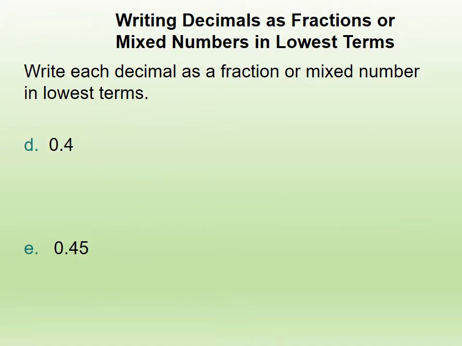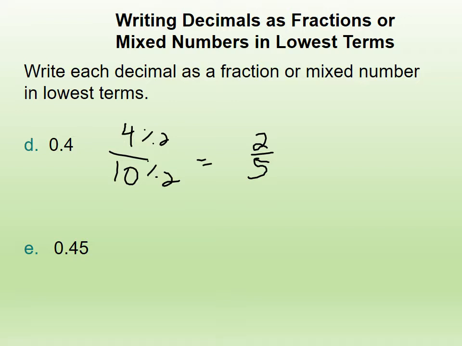All right, here we go. Write each decimal as a fraction or mixed number in lowest terms. So now, not only do you have to convert it to a fraction. All right, Kia, go ahead and try D for me. Walk me through it, please. I put the 4 over 10, and then I saw that 2 goes into both, which is 2/5. Beautiful. Raise your hand if you got that all by yourselves.